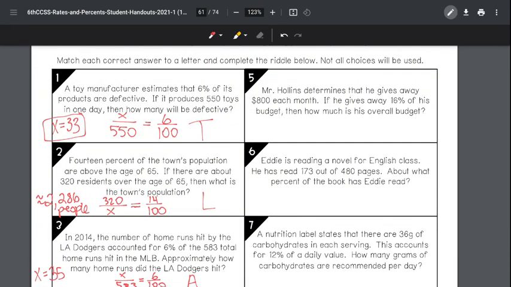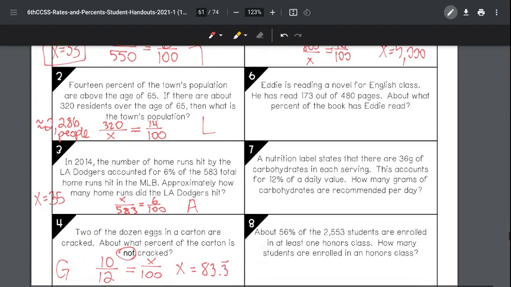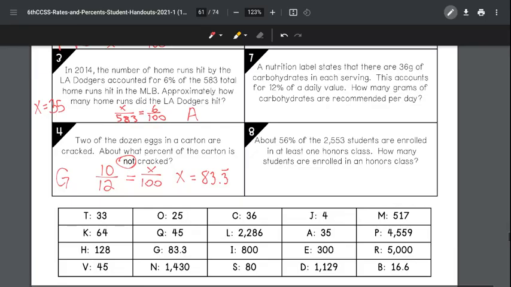Number 5, Mr. Hollins determines that he gives away $800 each month. If he gives away 16% of the budget, then how much is his overall budget? So 16 over 100 equals 800 over x. 800 times 100 divided by 16. Monthly overall budget is x equals 5,000. Are there any 5,000s? Yes, R.